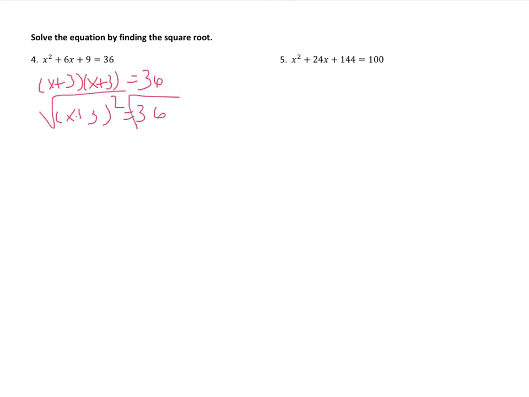Square root, square root. Now remember, x plus 3 equals plus or minus 6, because the square root of 36 is 6, but it's positive or negative 6. So you get x equals negative 3 plus or minus 6. So negative 3 minus 6, negative 9. Negative 3 plus 6, negative 3.